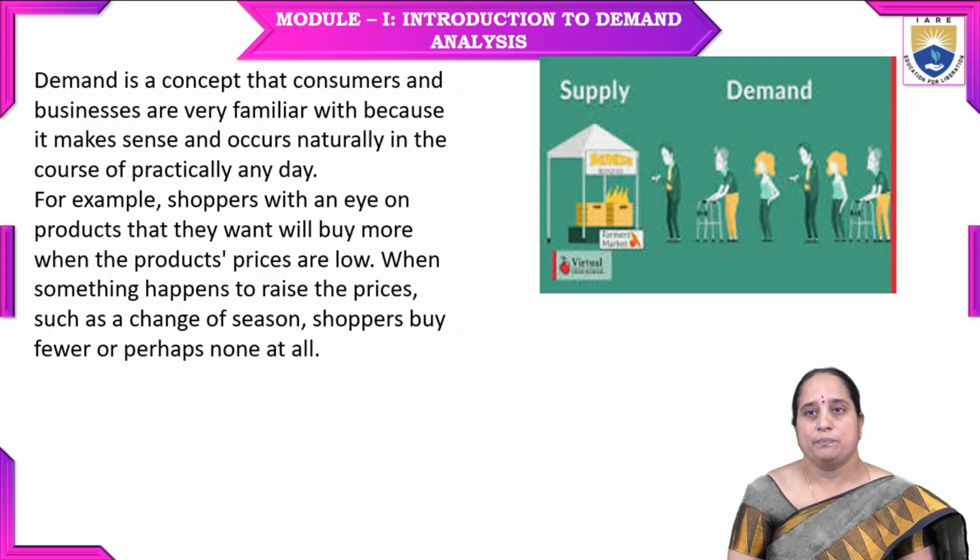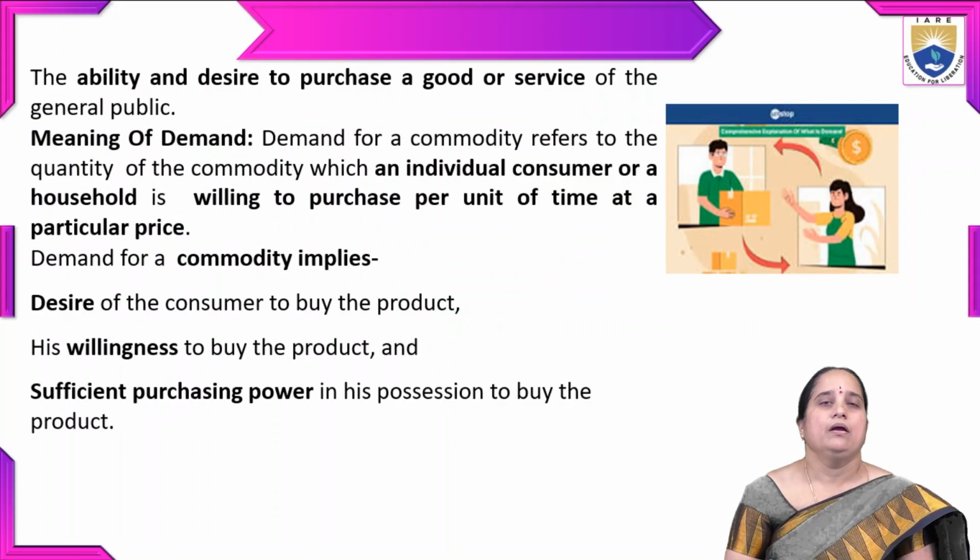Over a particular period of time, different products will have different types of demands. During summer, we prefer more demand for ACs and air coolers. In the rainy season, raincoats and umbrellas. During the winter, we prefer room heaters and sweaters. So it depends on the consumer's taste and preferences, the ability and desire to purchase a good or service of the general public.